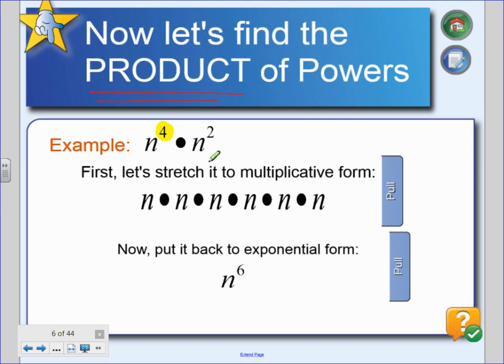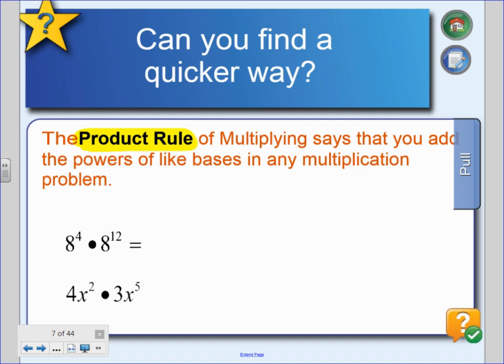If you multiply n to the fourth and n to the second, that's a power of n times another power of n. When you're multiplying those two powers together, they do not have to be like terms. You can multiply anything. Voila, it ends up being n to the 1, 2, 3, 4, 5, 6 power, 4 plus 2. Right? So let's try this with eights.